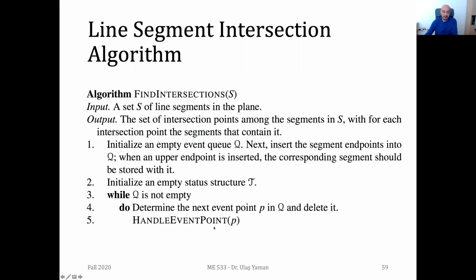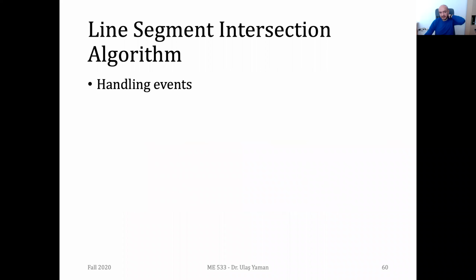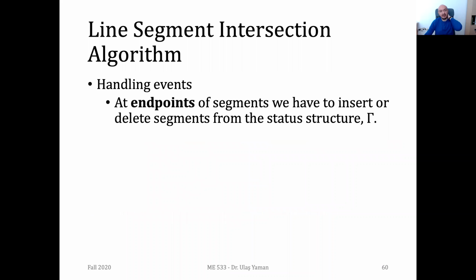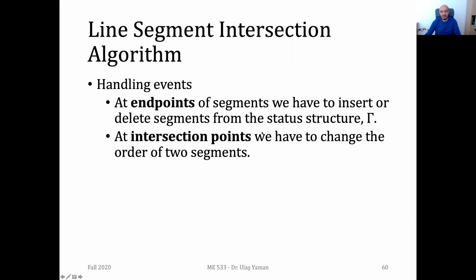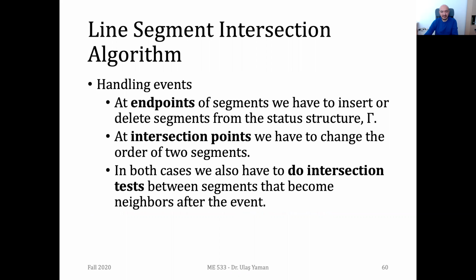But if you do not find an intersection point, then you don't need to add a new event. You will be done with the corresponding events. So the most important part is handling the event, how we are going to handle them. If it's an endpoint, then you may be inserting or deleting segments from the status data structure. And at the intersection points, we are simply changing the order of the segments in the status data structure.